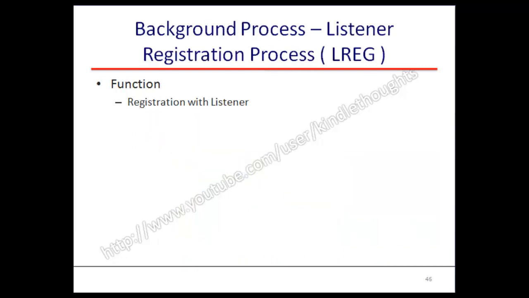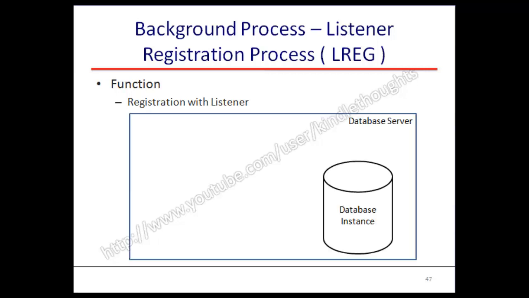The next background process is the listener registration process. The primary function of this process, as the name suggests, is registration with the listener. To illustrate this pictorially, assuming that there's a database server with a database instance running on it, any connection which is going to be made to the database is done through the Oracle Net Listener. Now, there would be only a single instance of the listener typically running on an Oracle database server.